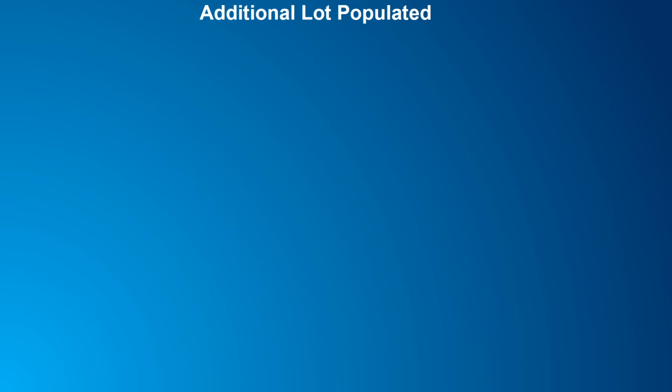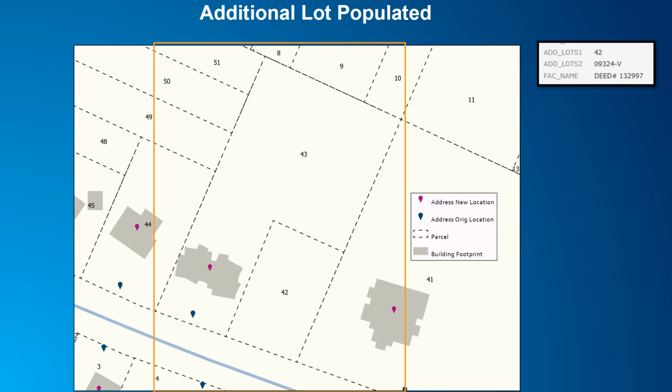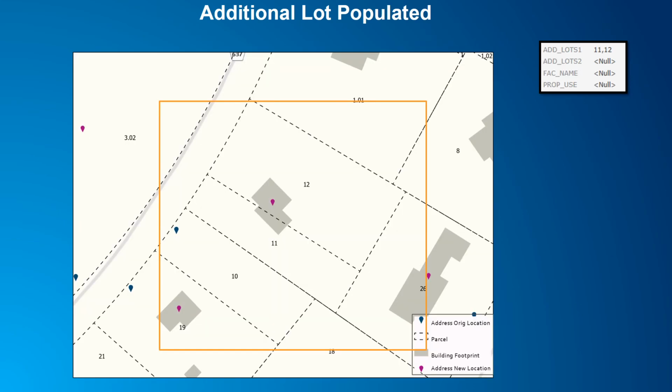We considered additional lot fields in placement of address points. In this example, parcel 43, additional lot is populated, which is 42, but there were no other building footprints in the additional lot. So only the current lot was used, and we flagged it as additional lots populated, but current lot was used. If additional lots were populated by comma, we were able to parse it.